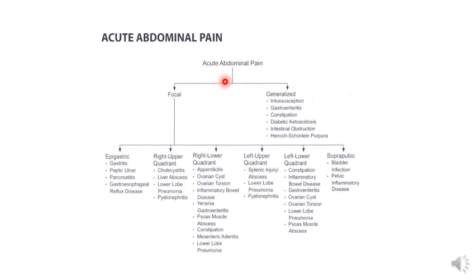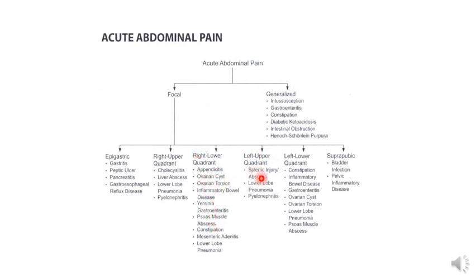So abdominal pain, here you see the scheme, whether focal or generalized. For generalized abdominal pain, you should look for intussusception, surgical problem, gastroenteritis, constipation, diabetic ketoacidosis, intestinal obstruction, Henoch-Schönlein purpura. Cases of focal pain depend on the anatomy or organ affected. Epigastric: gastritis, peptic ulcer, pancreatitis, gastroesophageal reflux. Right upper quadrant: cholecystitis, liver problem, or right lower lobe pneumonia. Right lower quadrant: appendicitis, ovarian cysts, and so on.